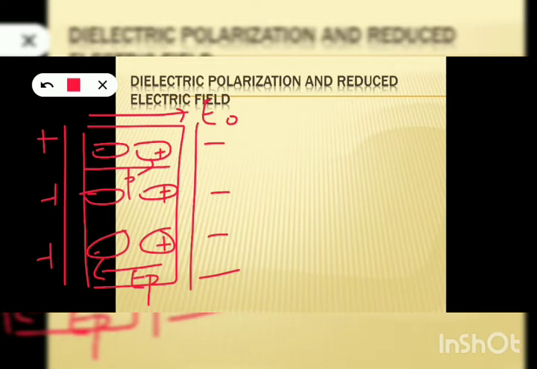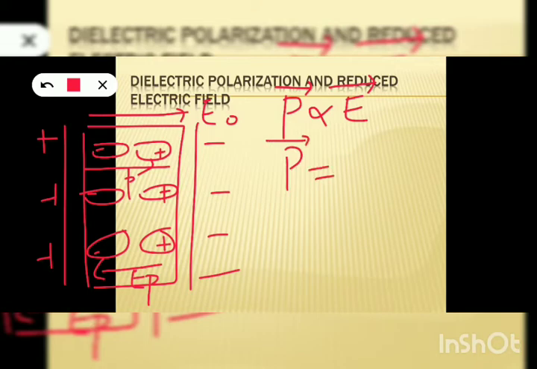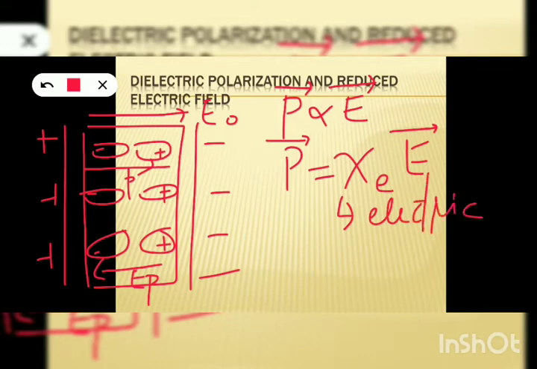Also, this dipole moment is directly proportional to the electric field E. And this proportionality symbol is removed by adding a constant. The constant that we are adding here is chi. This symbol is read as chi. Chi into the electric field E, and this chi is known as electrical susceptibility. It is known as electrical susceptibility.